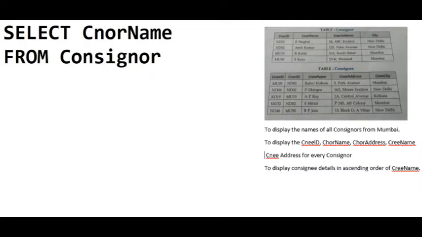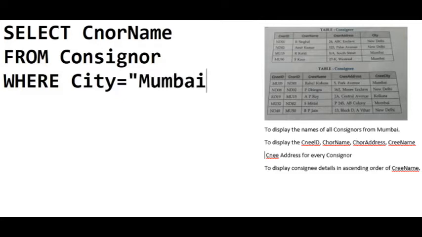From, the name of the table will be consignor. You have to keep in mind that whatever table name you are writing, it should be similar to the name of the table given to you in the question. From consignor. After that you will write where city is equal to Mumbai. As soon as you write where city is equal to Mumbai, it will show you the result accordingly. Only that content will be visible from the consignor table which has city Mumbai.